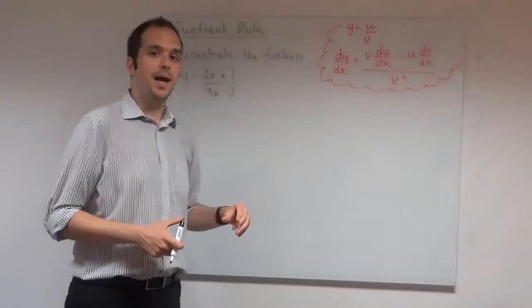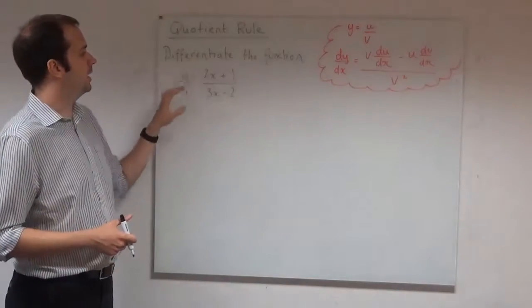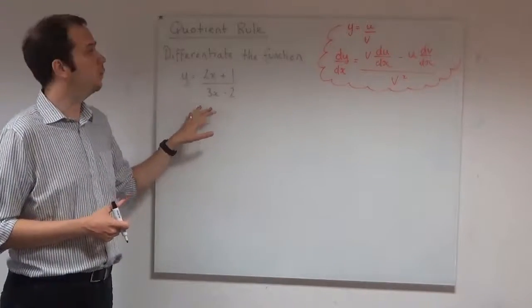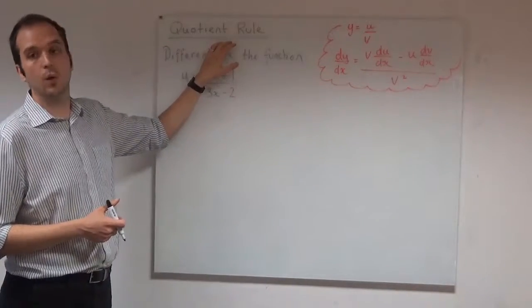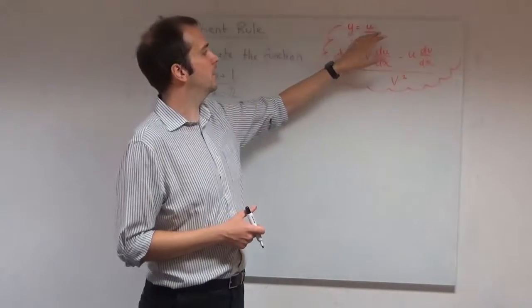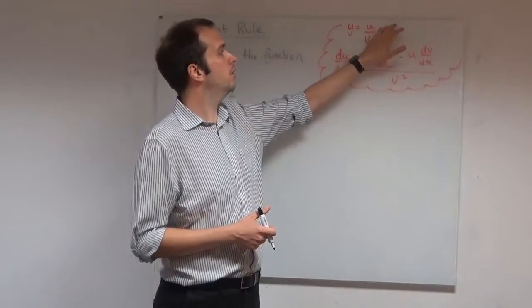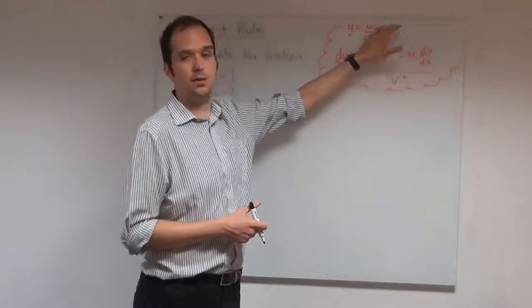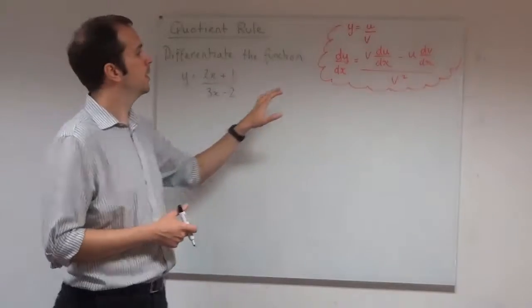In this example, we've been asked to have a look at differentiating the following function. To differentiate this function, we are going to have to use the quotient rule. And we use the quotient rule when we have a function of the form u over v, where u and v can be functions of x, as they are in this case.